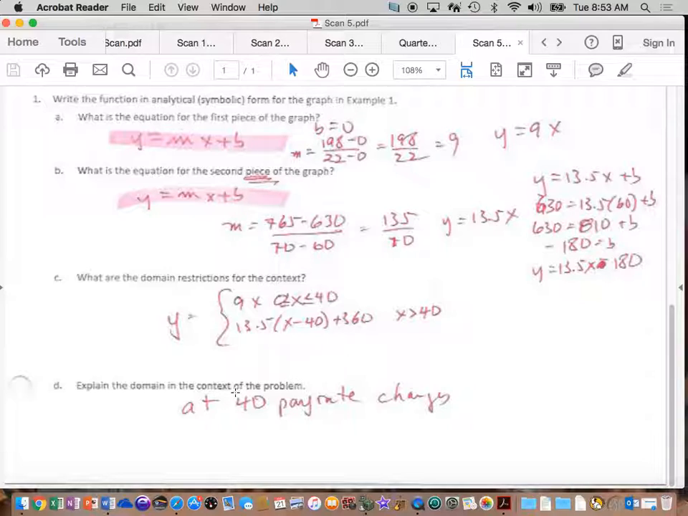Explain the domain in the context of the problem. What does that say? Okay. Well, the context is time and a half. I don't know if any of your parents work a job where they get paid by the hour. My dad used to do that for the railroad.